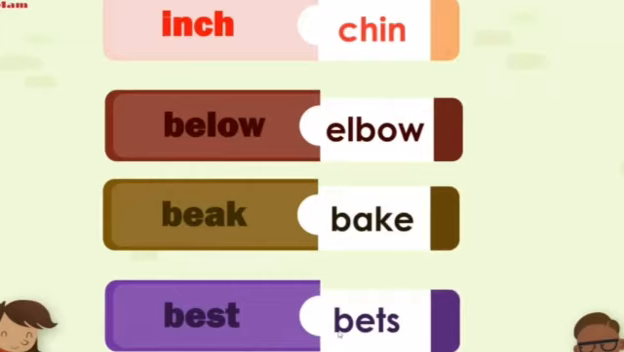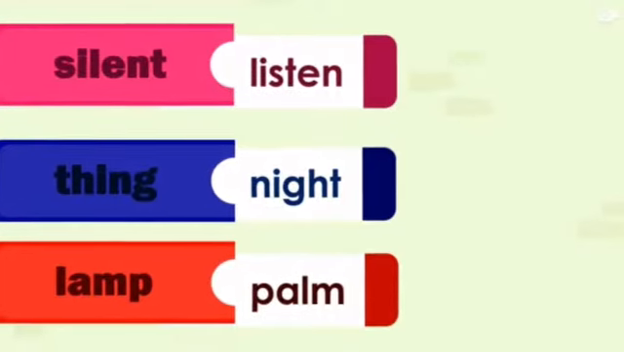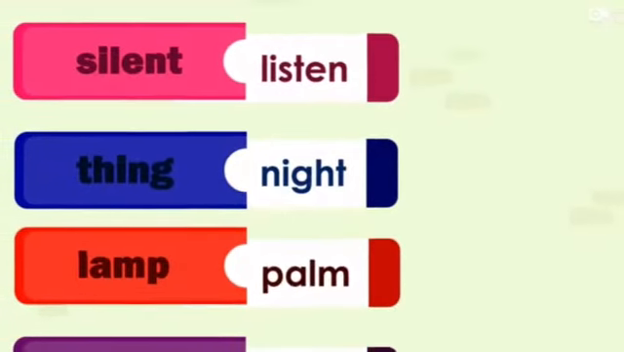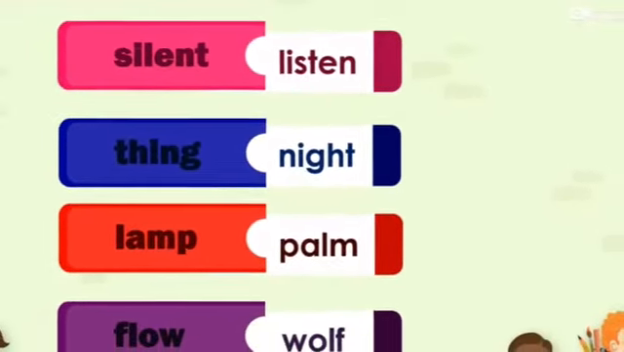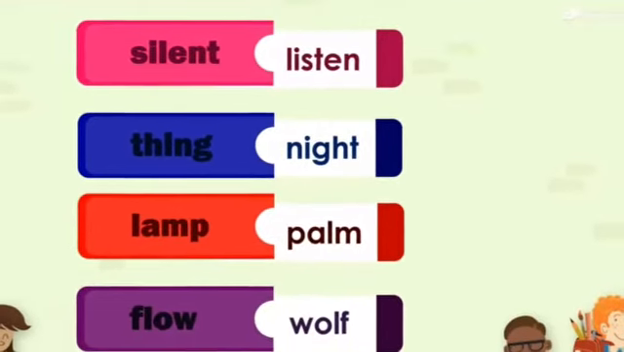Inch, chin; below, elbow; beak, bake; best, bets. These are the words. In these words the alphabets were rearranged to make a meaningful new word. This is called anagrams. In the next slide you will also see silent, listen; think, night; lamb, palm; flow, wolf.